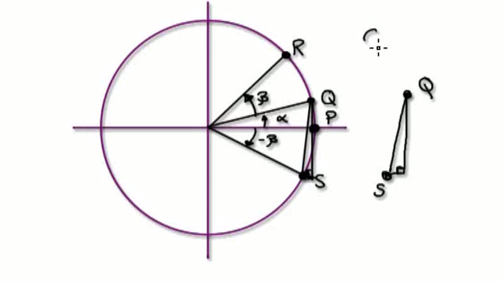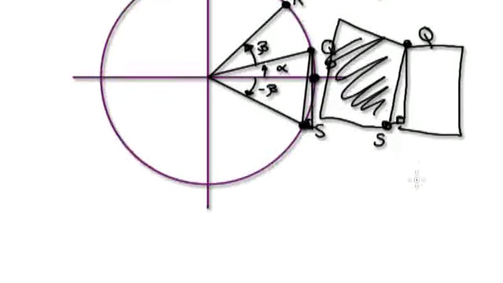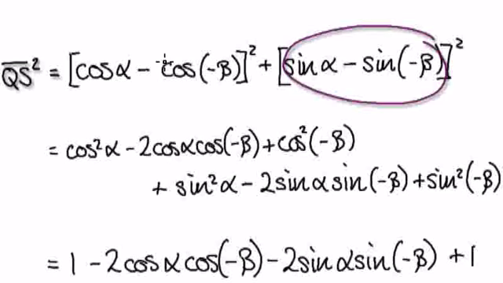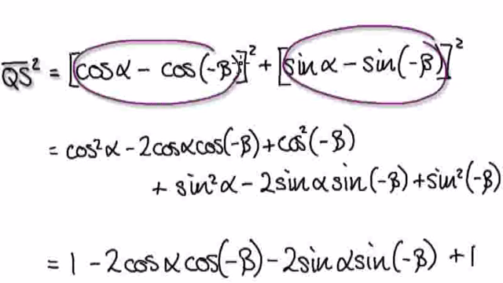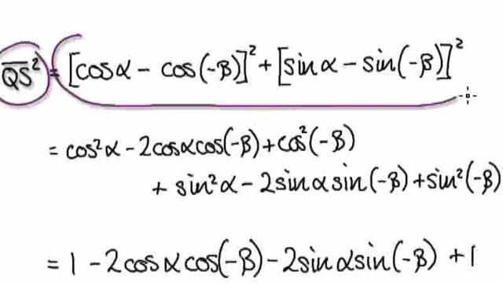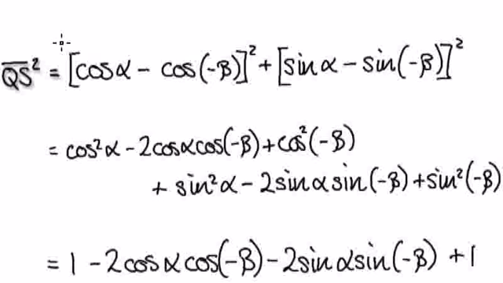And the thing is, QS squared, which is this area here, this square here, is equal to this height here squared, which is this bit here. And then don't forget we've got to square the base here. So QS squared is given by this. Okay, so this was the end of video 2.